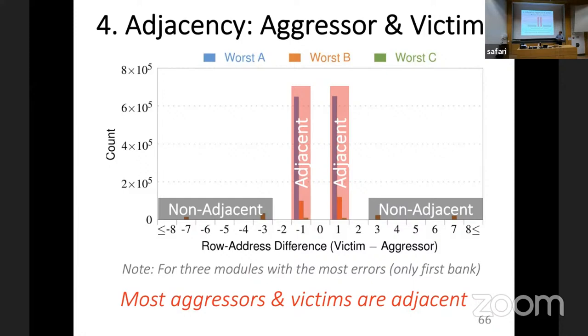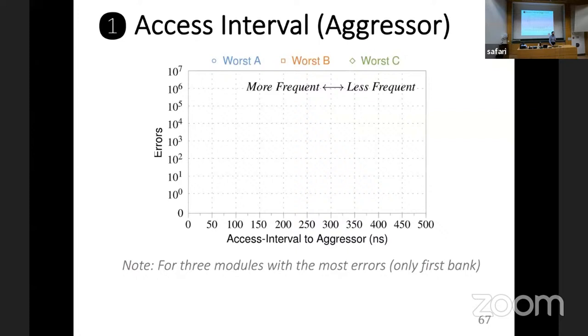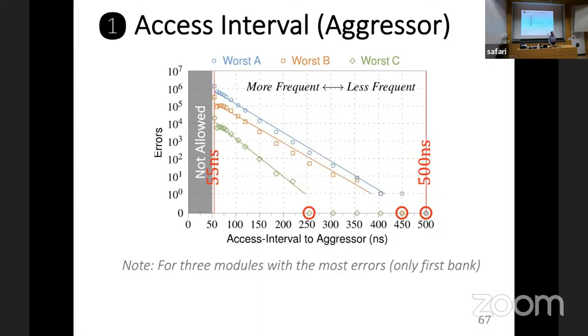The second one is access interval, how frequently you access a particular row. In the standard, higher than some frequency is not allowed. This is the distance between two row activations, 55 nanoseconds, basically. Below that is not allowed. Now, if you actually increase the distance between two activations of a row, the error rate, you can see, reduces. And these are the worst chips from different manufacturers. Don't worry about that, but look at the curve over here. The error rate reduces. And if you want to get rid of all of the errors, you need to increase the distance between two row activations to every 500 nanoseconds.